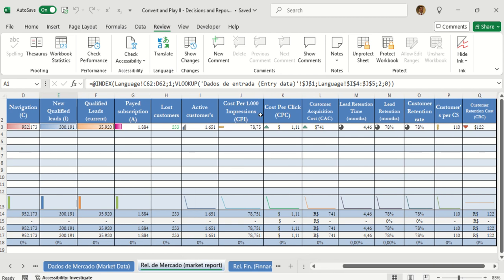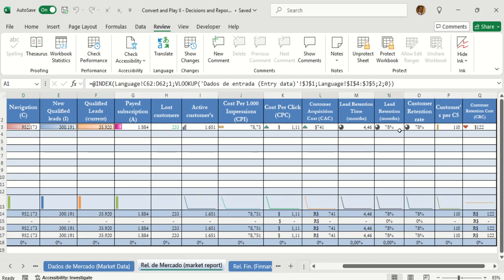Then we can have other marketing KPIs like the cost per 1,000 impressions, more related to the reach of your campaign, and the cost per click, the cost to achieve new people navigating your apps, your solutions. Here we have the cost to acquire your customers, basically the cost of your campaigns divided by the number of customers that you acquired. Here we have the lead retention time that represents how long the leads stay with you before they lose their interest and they just are not following you anymore.